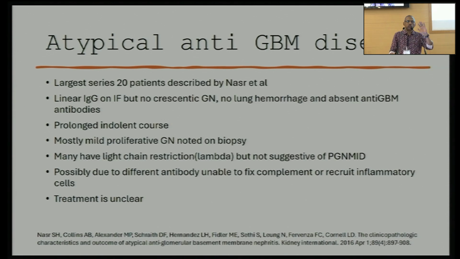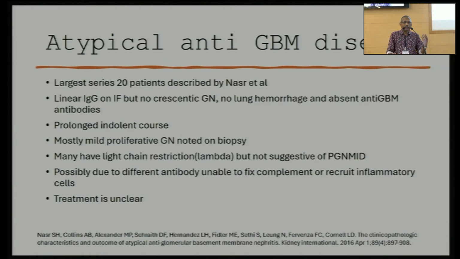And the course is not like that of anti-GBM disease. It's a prolonged indolent course, more like a chronic glomerulonephritis, and many have light chain restriction. But the authors have said it is not like PGMNID, which I do not understand, because it looks more like it. But whether it can be treated with clone-directed therapy is also not clear, because it has not been stated.